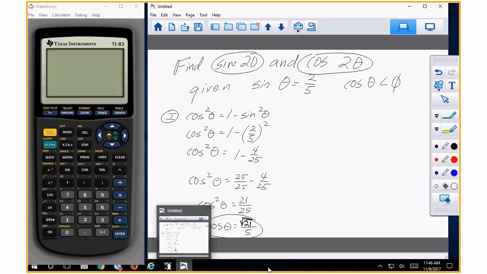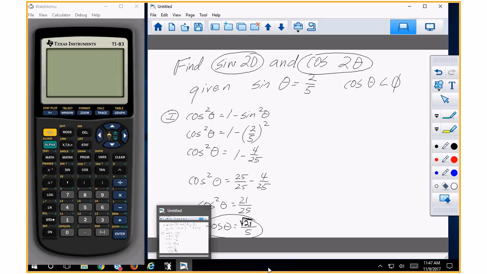Is it sine 2x is equal to 2 sine x cosine? 2 sine cosine, mm-hmm. Plug and what? Chug. Plug and chug. Or you could just stare and quit.